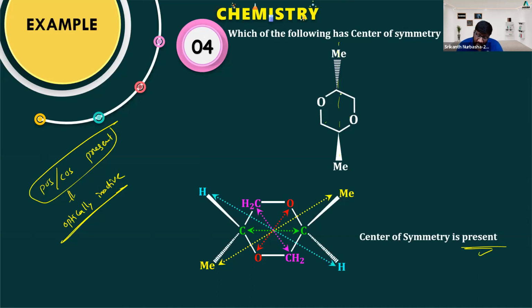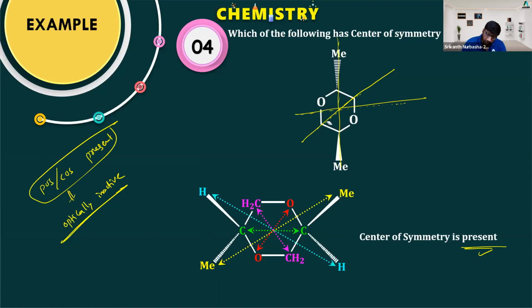If I consider a plane like this, am I getting a plane of symmetry? No, sir. If I consider a plane like this, how can it be, because one methyl is above and the other methyl is down. I'm not passing the plane exactly through the methyls. If the 2 methyl groups were exactly halved, then there may be symmetry. But here one methyl is above and one methyl is below. There is no plane of symmetry. This is also not a plane of symmetry.